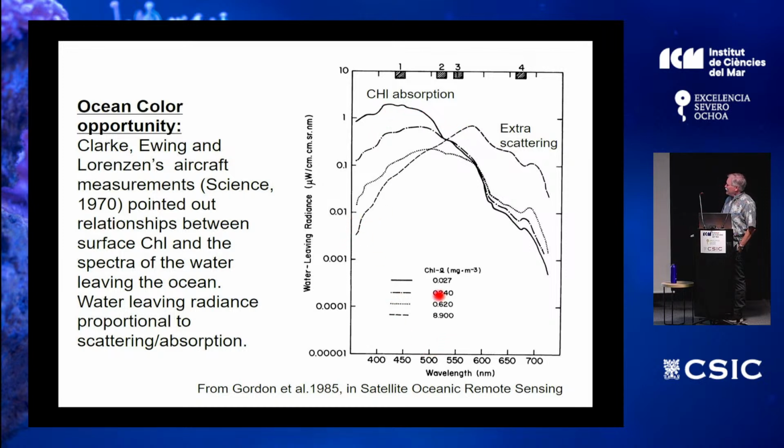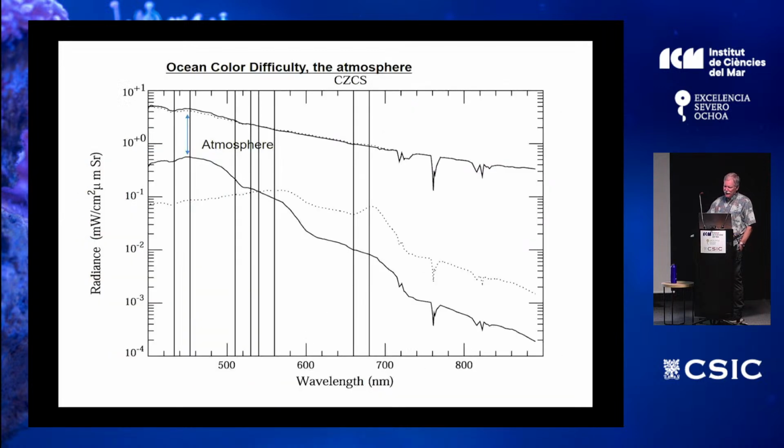When the chlorophyll gets really high, you get extra scattering over here, so the red part goes up. But in general, this part is dominated by water absorption, and so this is the part that's sensitive. So it looks like a great signal there, and it should be easy to look at the water-leaving radiance and figure out what's going on.